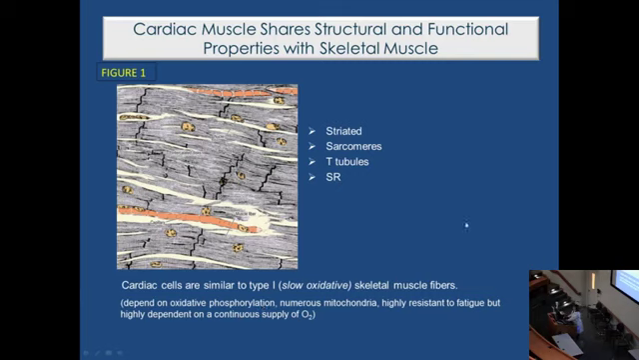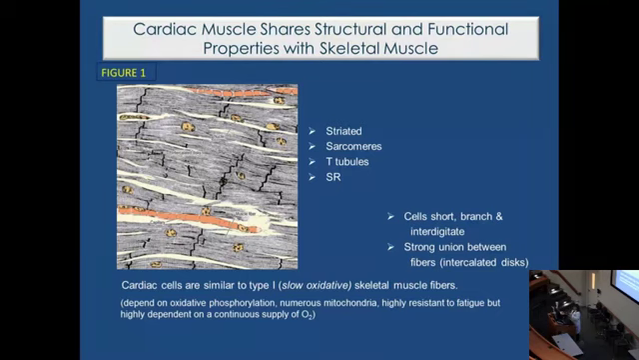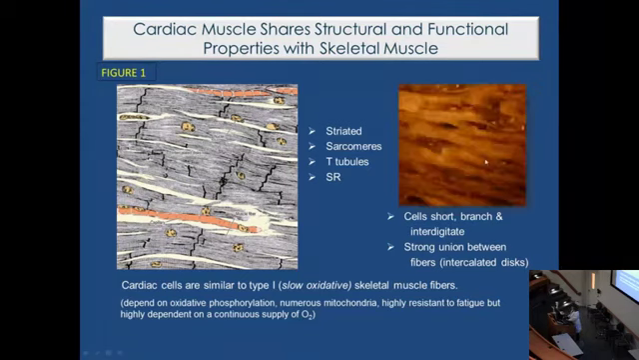There are some differences between these two types of muscle, and one of them, as you can see it here, the cells are short. And remember that when we were talking about the skeletal muscle, depending which muscle we are talking about, the length could be from few centimeters to tens of centimeters, right? But in the case of the cardiac muscle cells, they are short. Usually the length is about 100 microns, and they branch, as is showing here, and they interdigitate between them.